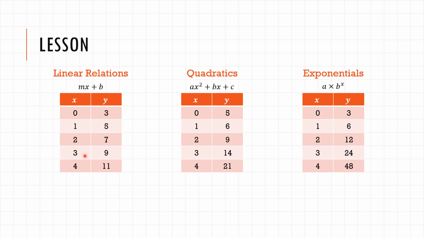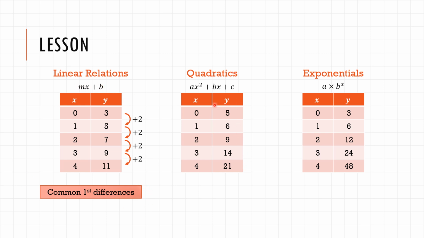An easy way to tell from the table of values, though, is for linear relations, when you subtract consecutive y values, this is called finding the first difference, these are always going to be constant. If this is true, as the x values are constantly increasing, the y values are also constantly increasing. In other words, if this has common first differences, this would be a linear relation.